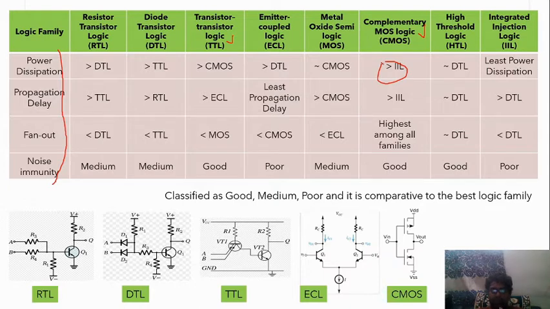So when it comes to power dissipation, CMOS is the preference because it has the lowest power dissipation. And then after CMOS stands the TTL, and then comes the DTL, which is greater than TTL, and the RTL. So this is the preference when you talk in terms of power dissipation.